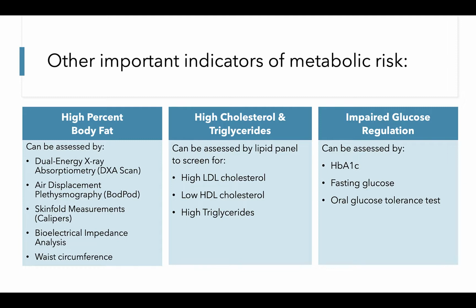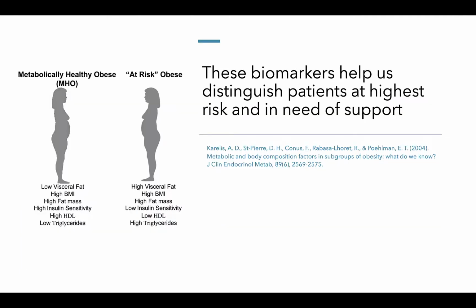High percent body fat can be assessed by measures such as DEXA scans, BOD-POD assessments, skin fold measurements, bioelectrical impedance analysis, and waist circumference, all of which give us more robust measures of body composition and fat distribution. We can also analyze blood and look at lipid panels to determine whether an individual has high LDL cholesterol, low HDL cholesterol, or high triglycerides. We also would want to screen for impaired glucose regulation, which can be assessed by HbA1c tests, fasting glucose tests, or oral glucose tolerance tests. So it's important to note that these biomarkers can help us distinguish the patients who are at highest risk and in need of support versus those who maybe just need some further monitoring.